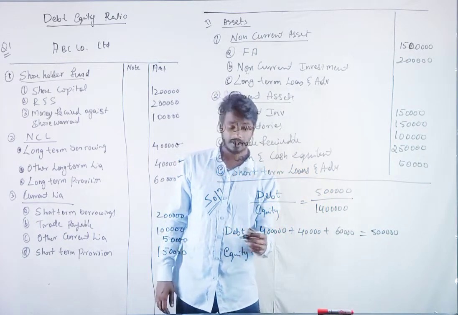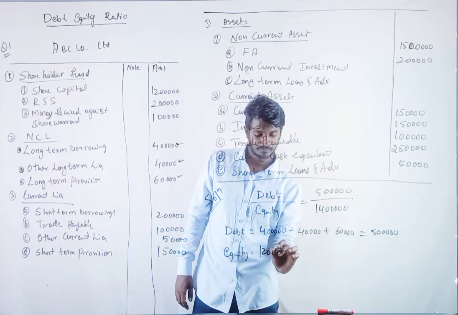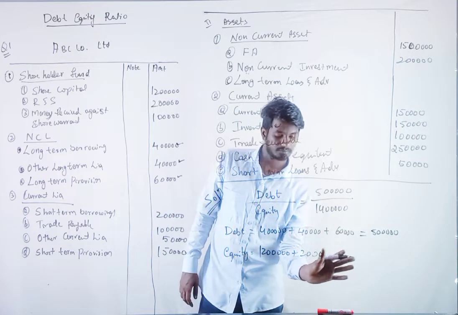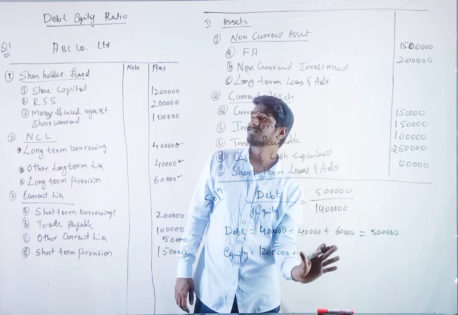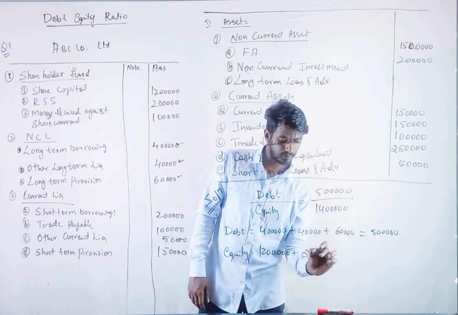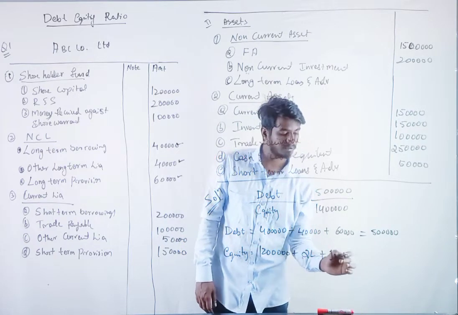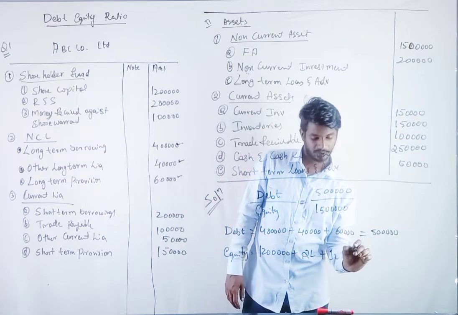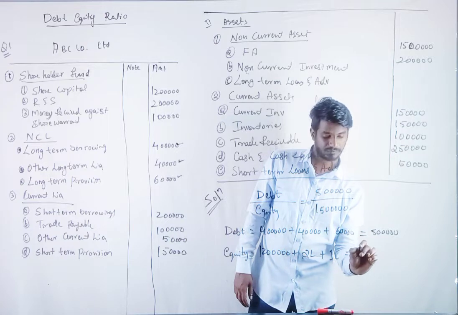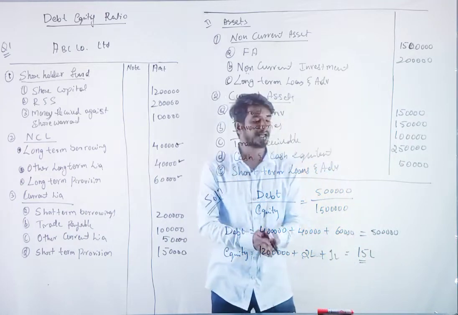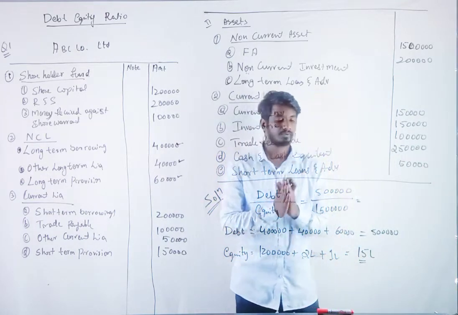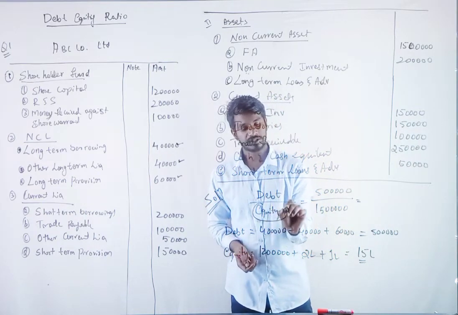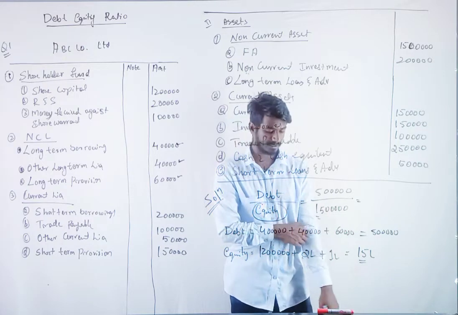Shall I write it? 12 lakh plus 2 lakh plus 1 lakh. Sorry, it is 15 lakh, right? Yes. It comes out 15 lakh, not 14 lakh. So 5 lakh debt is there and owner's fund 15 lakh is there.